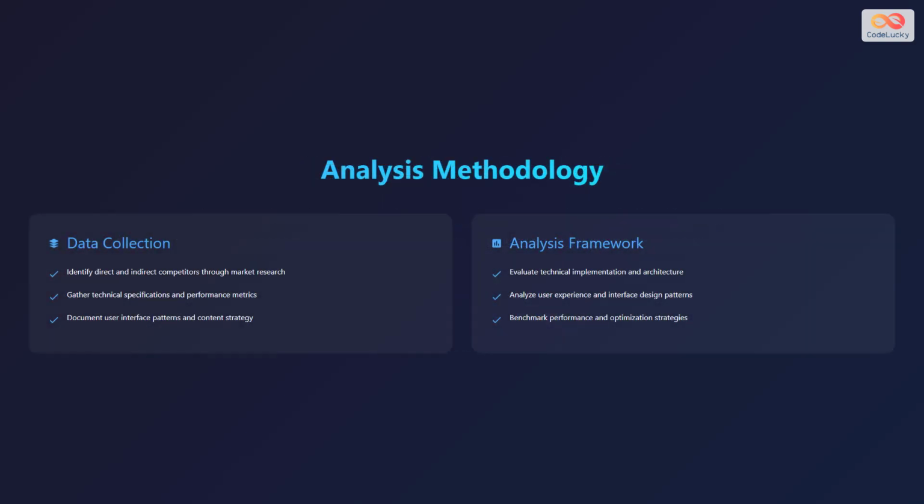Now, let's discuss the methodology we use for competitor analysis. This is divided into two parts: data collection and analysis framework. Under data collection, first we identify direct and indirect competitors through market research. Secondly, we gather technical specifications and performance metrics of competitors' websites. Finally, we document user interface patterns and content strategy being followed by the competitors.